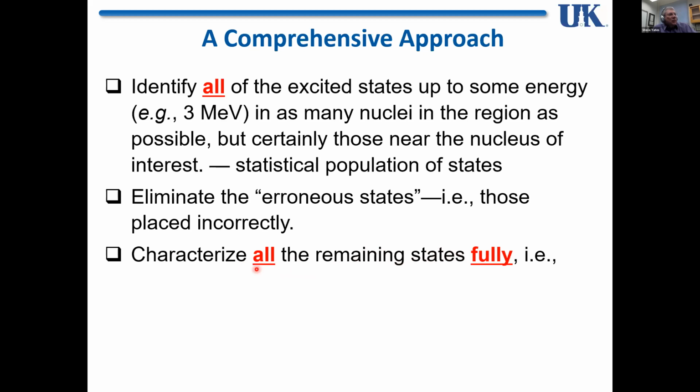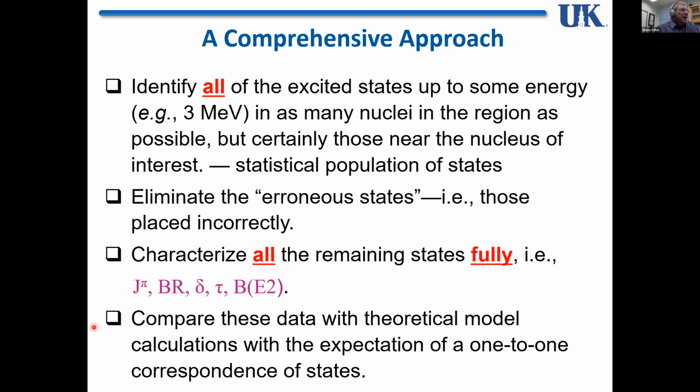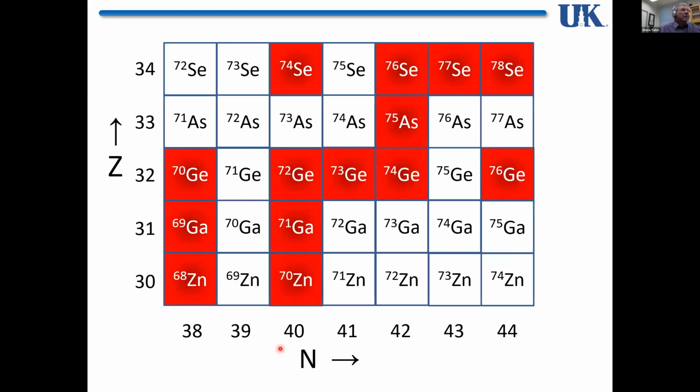But so we'd like to characterize all of these remaining states fully. And that means we'd like to determine the spins, the branching ratios, the mixing ratios, the lifetimes, and the BE2s. And we'd like to compare these data with theoretical model calculations. When we compare with the theoretical calculations, we expect a 1-to-1 correspondence of the theoretical states with the experimental states.